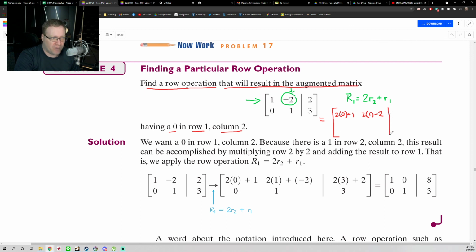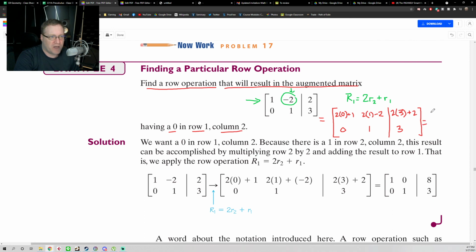And then we're going to write our line down here. And again, we're going to go 2 times old row 2, which is 3. And then we're going to plus old row 1, which is 2. And then our second row isn't going to change. So this is going to be 0, this is going to be 1, and this is going to be 3.